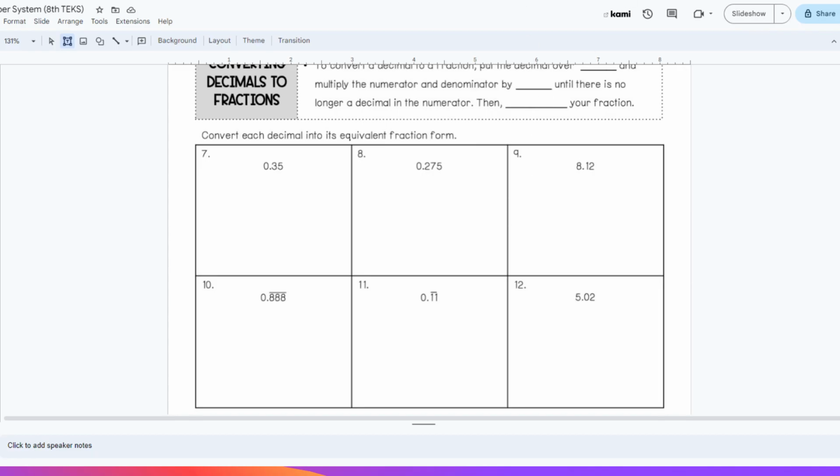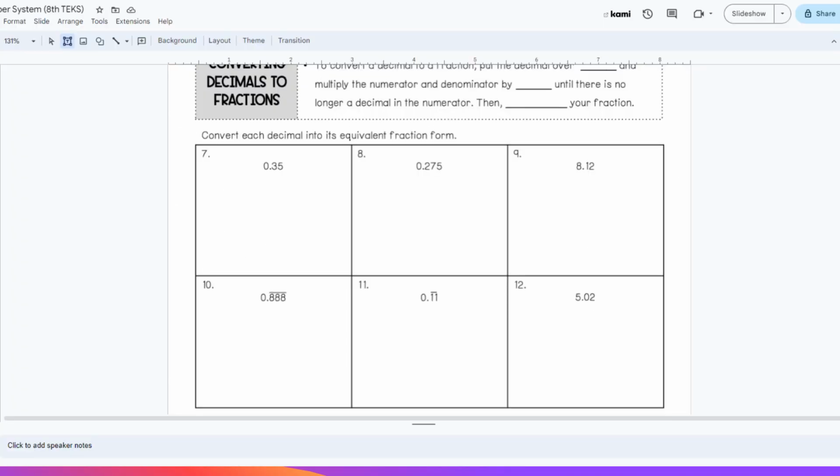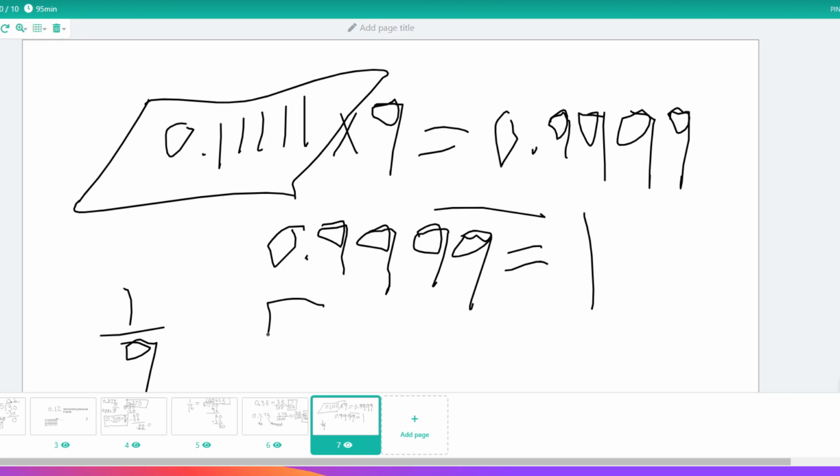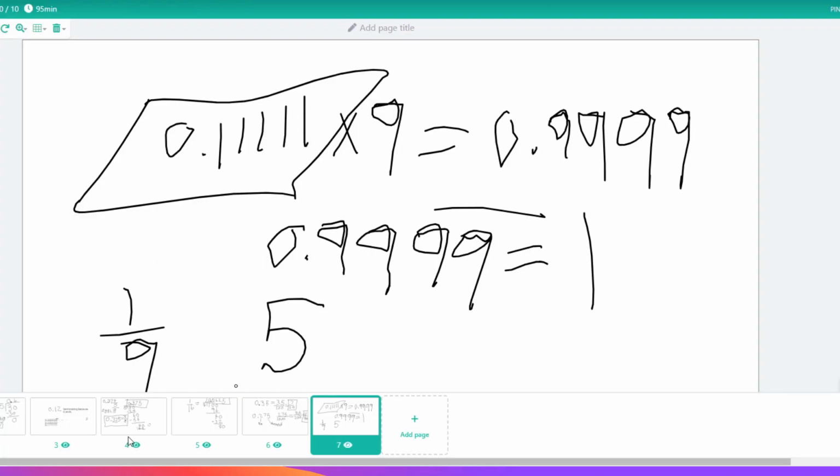If the decimal has a whole number in front of it, don't worry about the whole number. Just put that number in front and treat it like a mixed number, and then you can always convert it later. So that's the only thing you need to remember there.